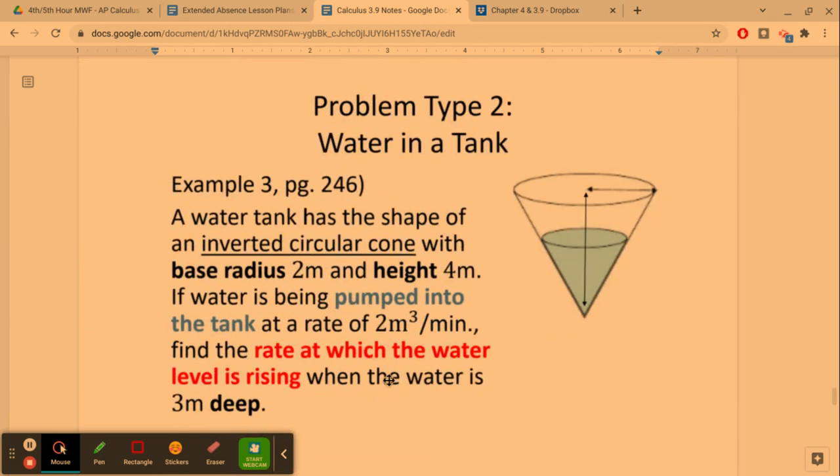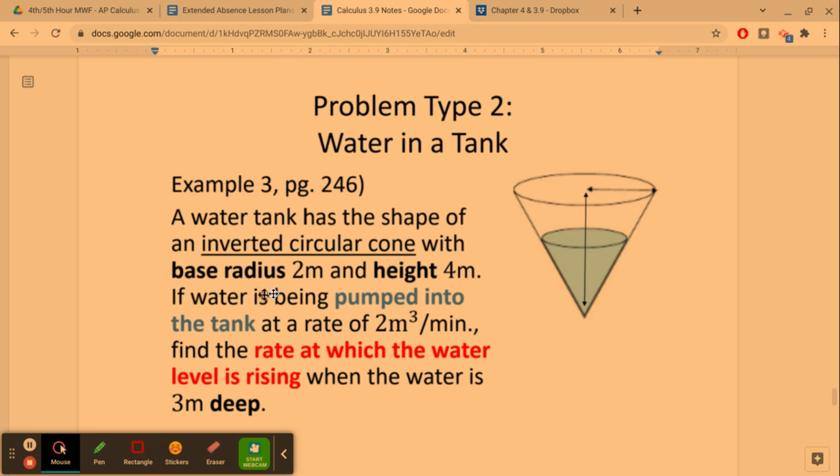Now, this problem, just going to warn you, is fun. My definition: this problem is an adventure. Whew. Alrighty. So, a water tank has the shape of an inverted circular cone. Why? To irritate calc students.